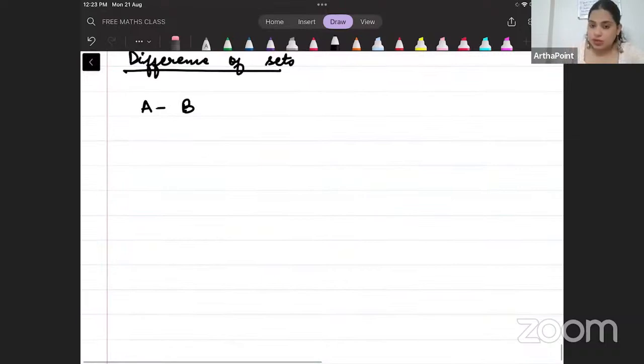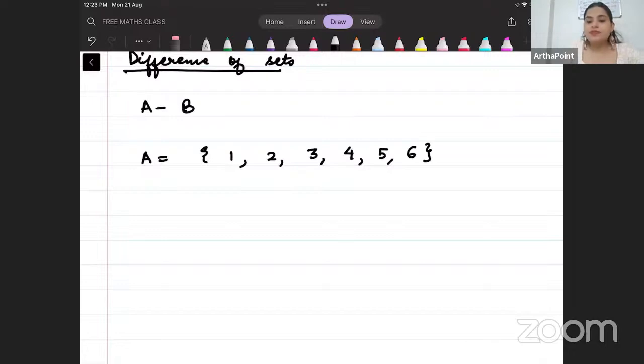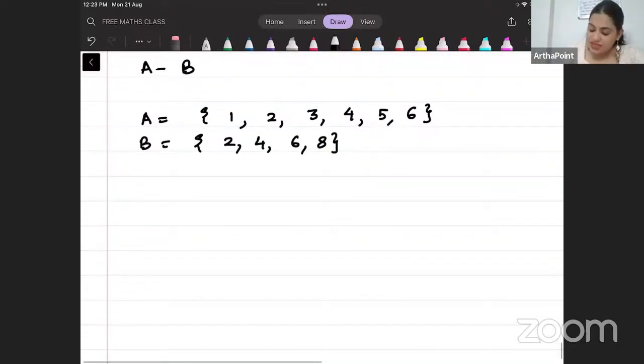So just have a look here, beta. I am saying A is 1, 2, 3, 4, 5, and 6. Beta, B is going to be 2, 4, 6, 8. When I say A minus B, it means I will remove the elements of B. So how will I write that?